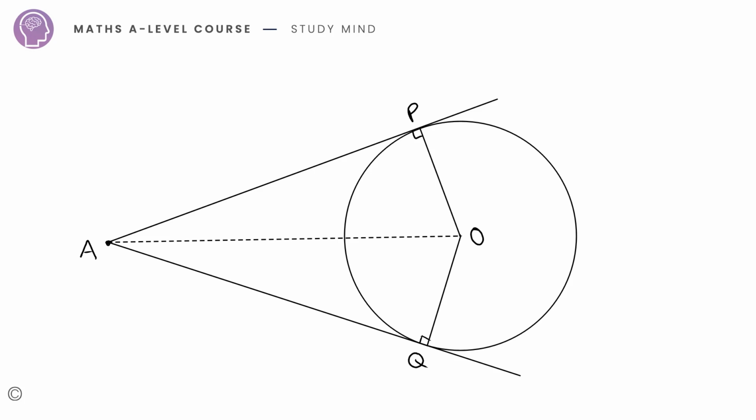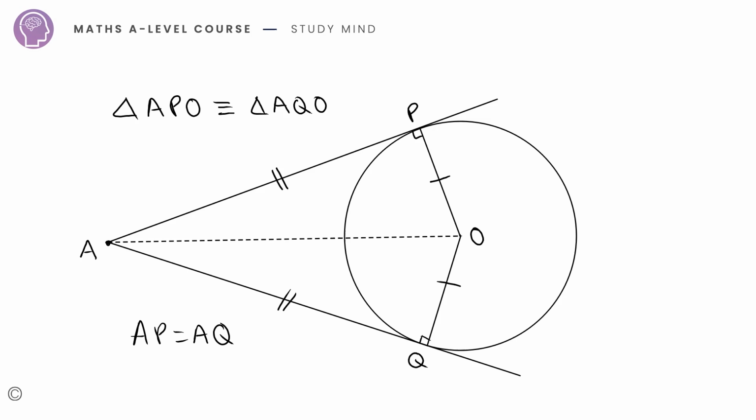Suppose I have a point A, and the two tangents from A to the circle touch at P and Q respectively. As we know, they form right angles. But since APO and AQO are right-angled triangles, both having the same side length, OP and OQ, which are radii lines, it follows that APO and AQO are congruent triangles. That is to say, they have the same side lengths and the same angles. As a particular consequence of this, AP is the same length as AQ.